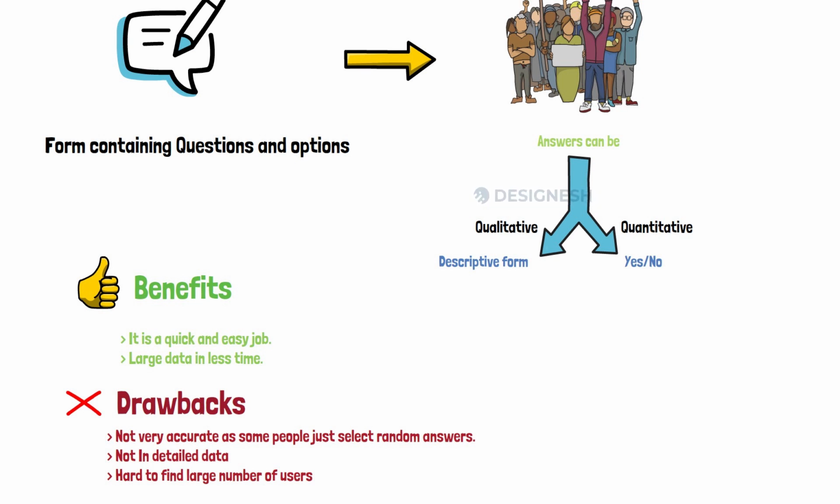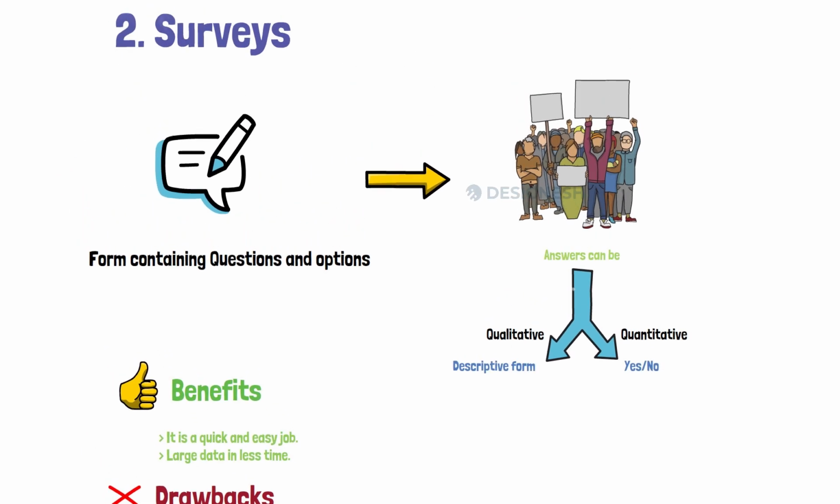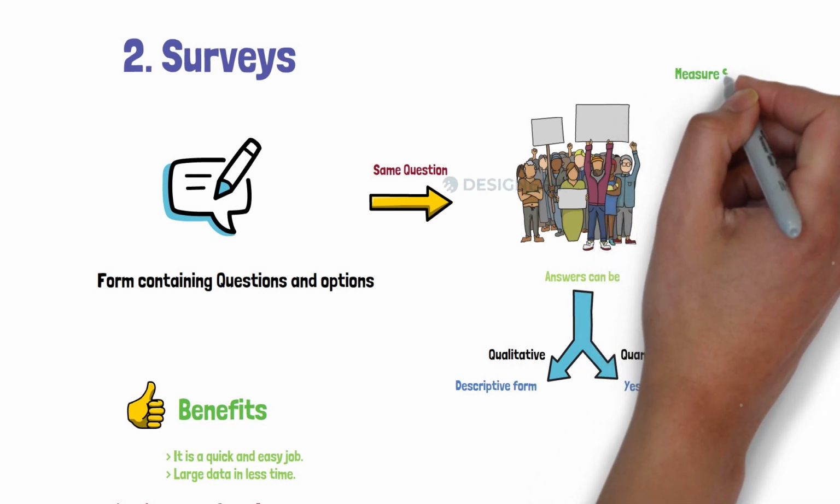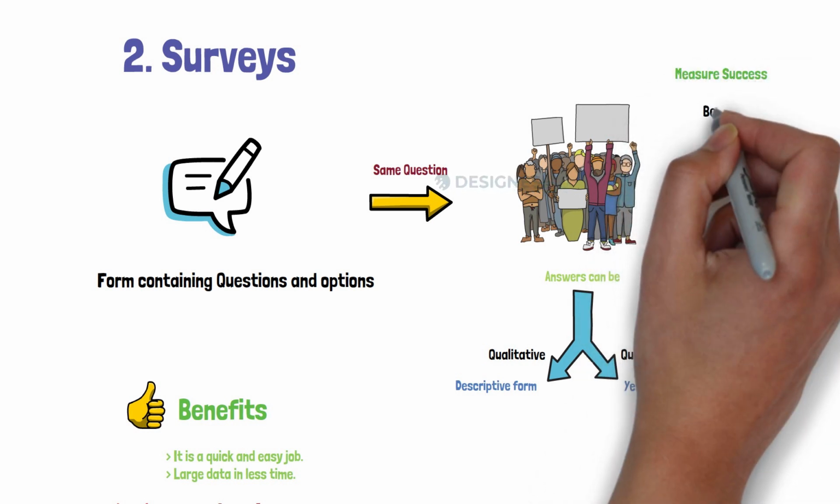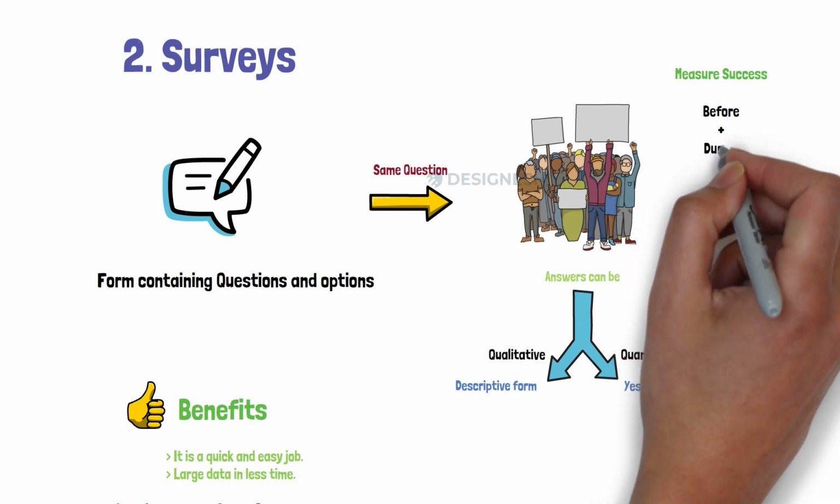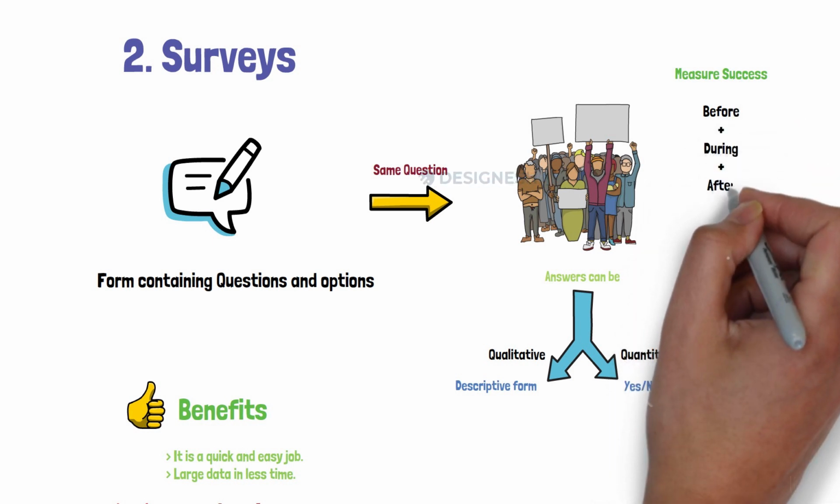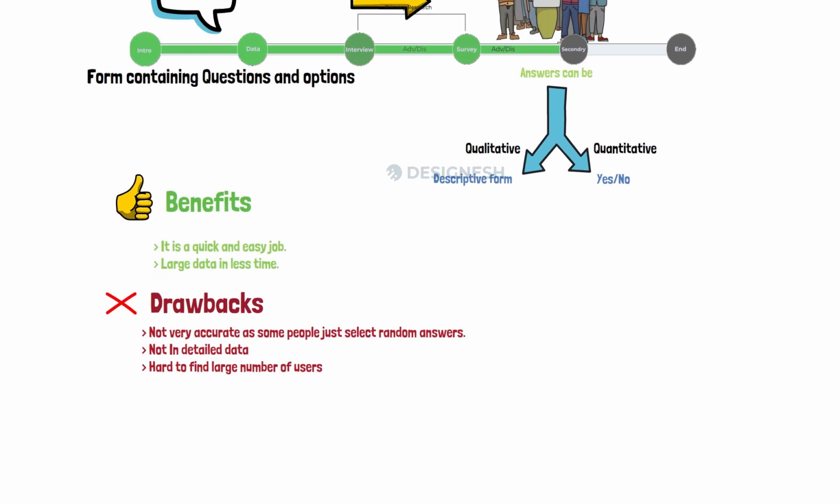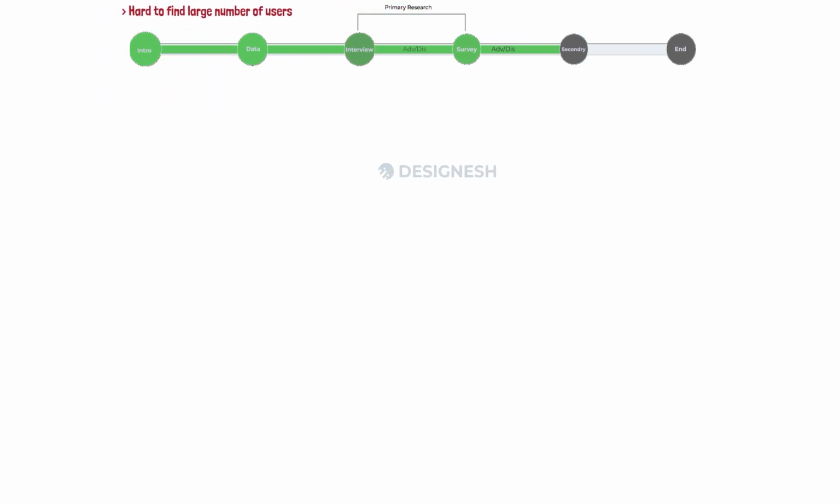A survey is an activity where many people are asked the same question in order to understand what most people think about a product. Surveys are a great way to measure the success of your product during development and after it's launched. For example, sending surveys after a product is released can help you measure the effectiveness of your product and provide a foundation for future improvements. Now our primary research is finished, in which we studied interviews and surveys.